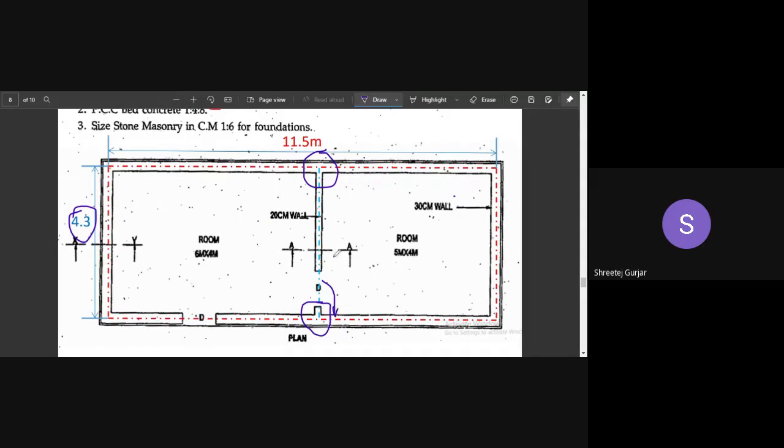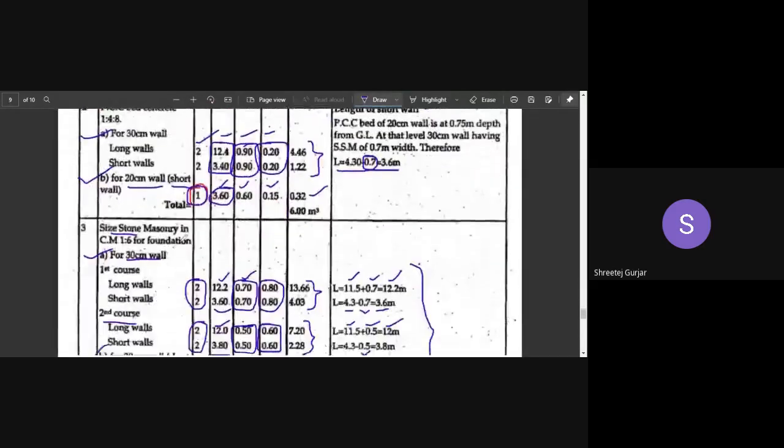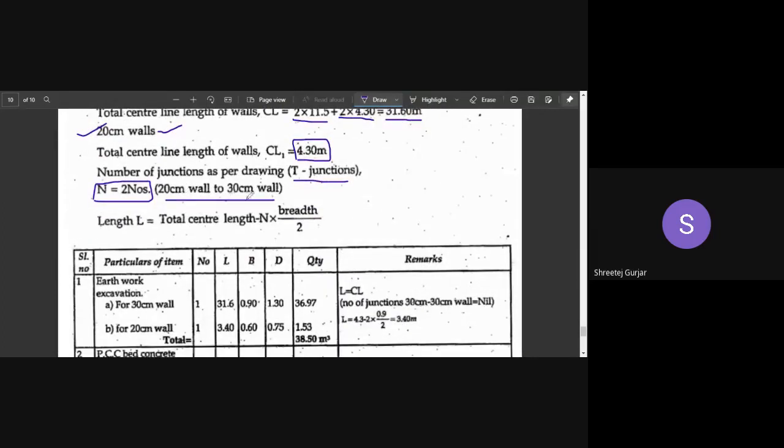So this is how you name the junction, 20 centimeter wall to 30 centimeter wall. So that is how you have named it here. So how many junctions? Two junctions. So you know the formula I have told you in the last problem: total centerline length minus n into b by 2. So remember this formula to calculate the length of a particular item of work.